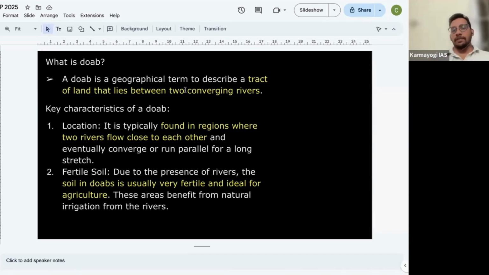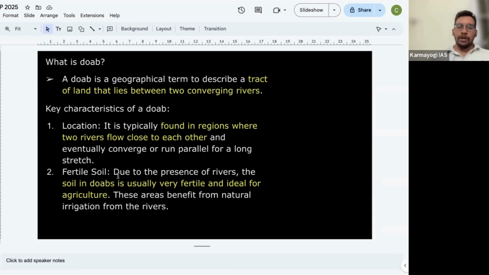Now, what is the significance of it, or what are the characteristics of the Doab? One important characteristic is the location. Usually Doabs are found in regions where two rivers flow in a single direction, usually parallel, and they meet at a single point, or they become tributaries or join into the main river, right? The Doab is located in between those two rivers. For example, the Krishna-Godavari Doab, the Ganga-Yamuna Doab. So these are the regions between these two flowing rivers, right?